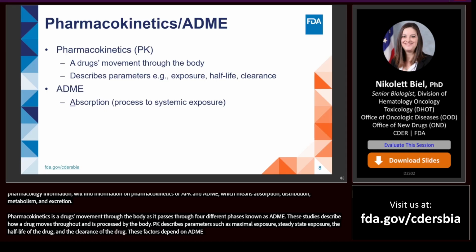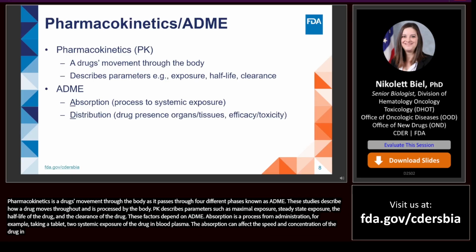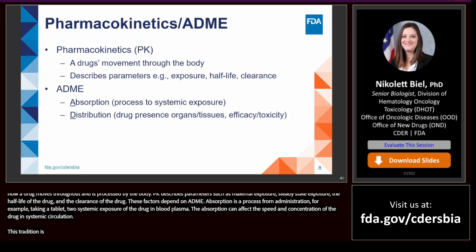Absorption is the process from administration, for example, taking a tablet, to systemic exposure or presence of the drug in blood plasma. The absorption can affect the speed and concentration of the drug in the systemic circulation. Distribution is the presence of drug in different tissues that may affect the efficacy or effectiveness and toxicity of the drug.